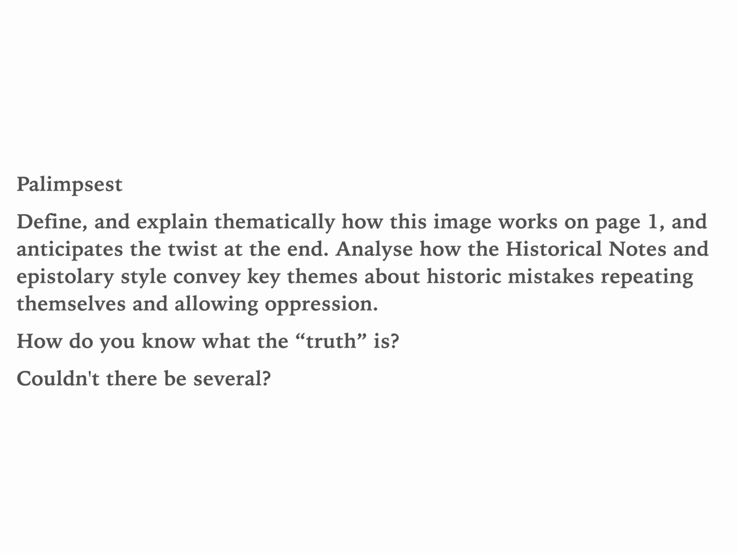If you can't define palimpsest by now, then my work will never be done. Define and thematically explain how that image works on page 1 and anticipates the twist at the end, and is signposted in a couple of more explicit ways along the way with the concept of reconstructing and retelling her story. Analyse how the historical notes and the epistolary style convey themes about historic mistakes repeating themselves and allowing for oppression. How do you know what the truth is as a concept? And couldn't there be several?